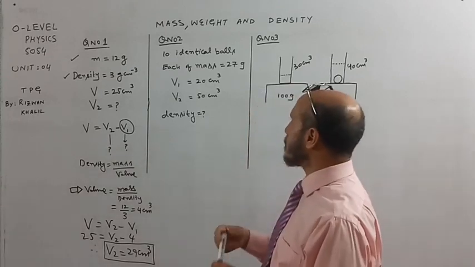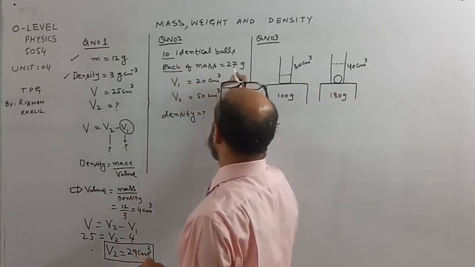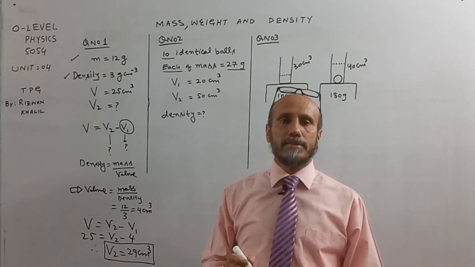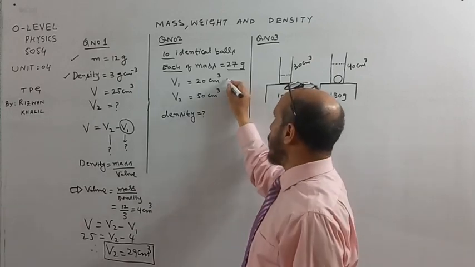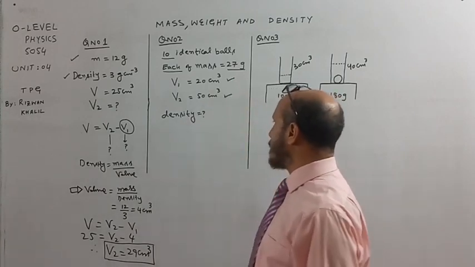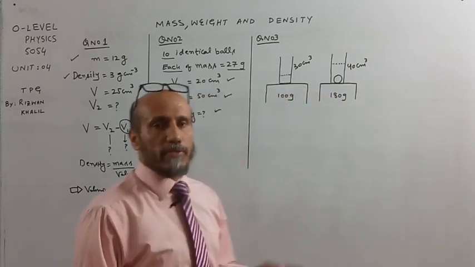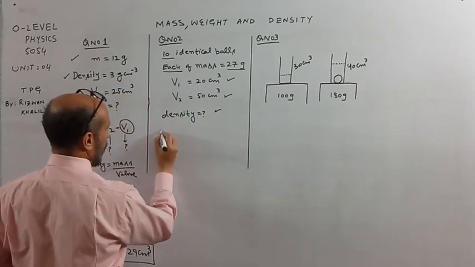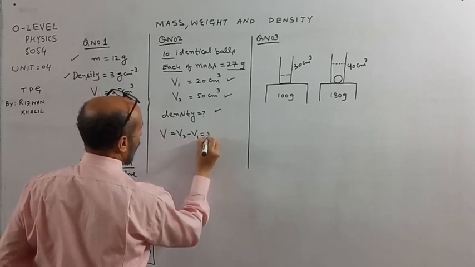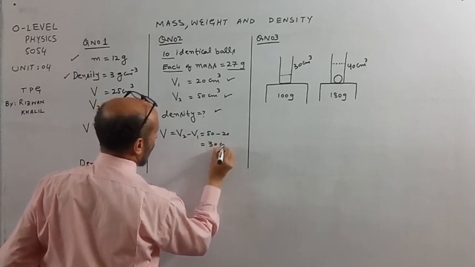Question number 2. 10 identical balls, each of mass 27 grams, were immersed in the measuring cylinder. Initial volume was given as 20 cubic centimeter. Final volume was given as 50 cubic centimeter. We have to find the density. First of all, we will find the volume. So volume is equal to V2 minus V1, which is 50 minus 20. Now the volume is 30 cubic centimeter.